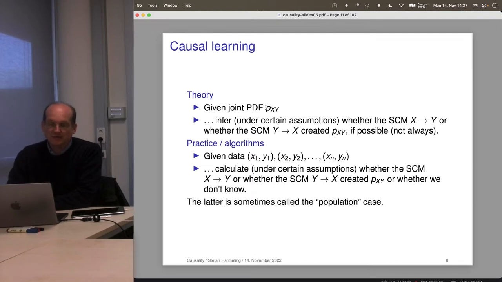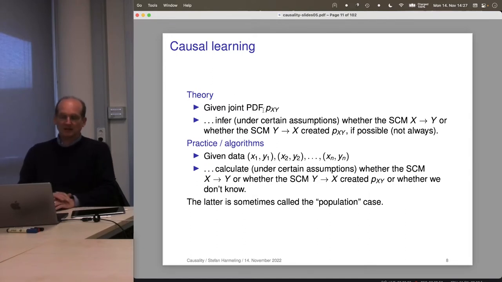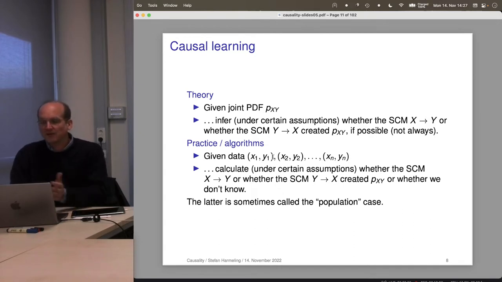So the joint distribution is like the idealized data set, like I would have an infinite amount of data, but in practice, typically I have finitely many data points and then I want to do the inference as well. And in books and papers, the latter is sometimes called the population case. So here I'm having a population of finite examples. However, often it's interesting first to look at the theoretical case. So if my method doesn't make sense for the joint distribution, there's no chance that the data can tell me something about it.